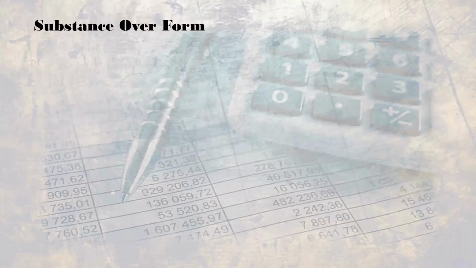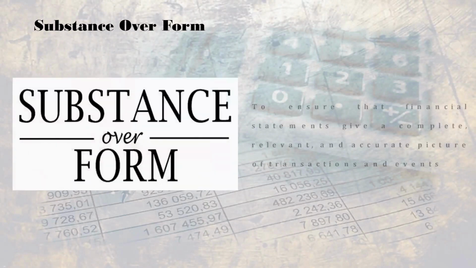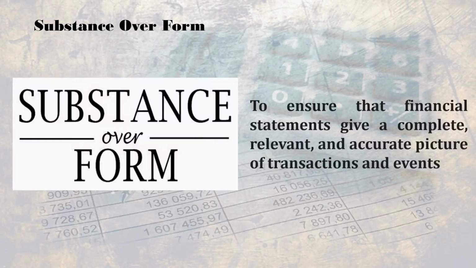Fifth one, substance over form. That means giving a clear picture of the accounts. That is the thing: to ensure that financial statements give a complete, relevant, and accurate picture of transactions and events. That is substance over form.